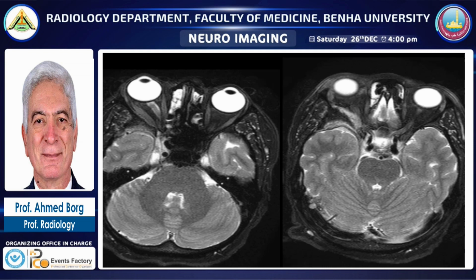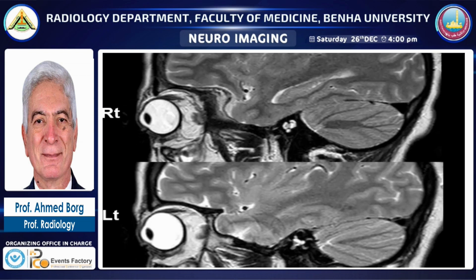T2 weighted image, again with fat separation. And here is the sagittal T2 weighted image, the thickening of the sphenoidal wing on the right side. This is the typical site and appearance of meningioma, en plaque meningioma.